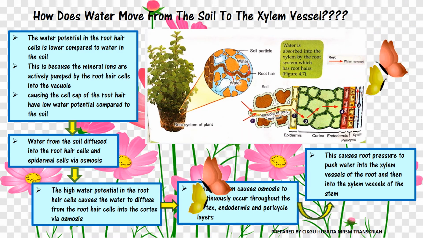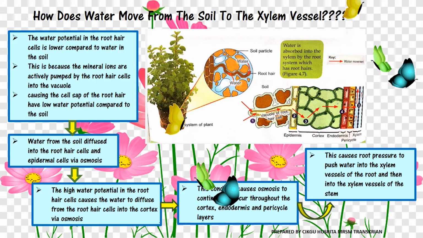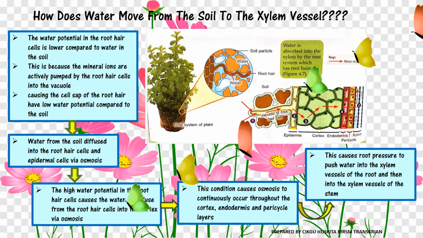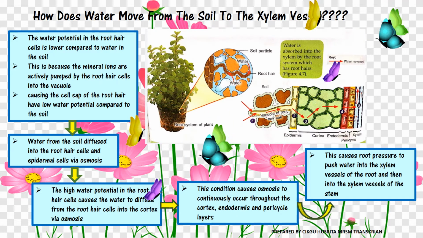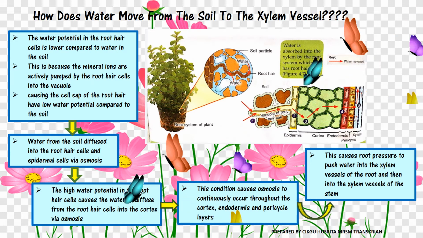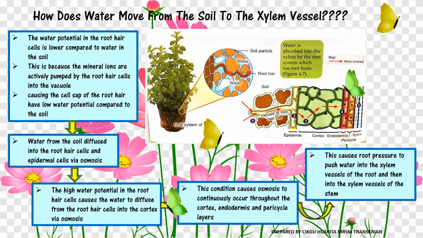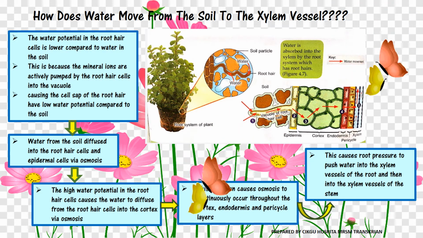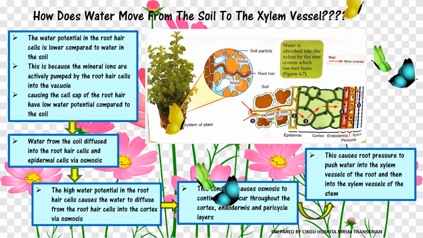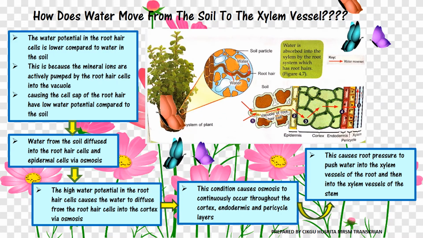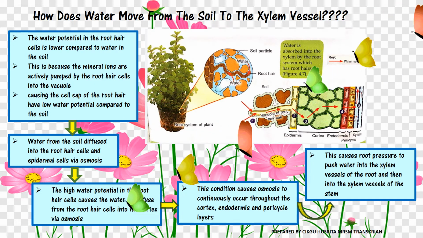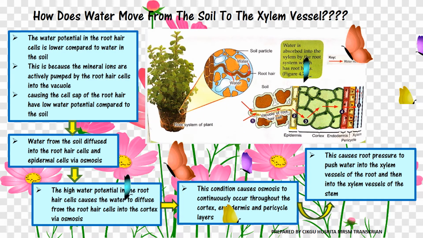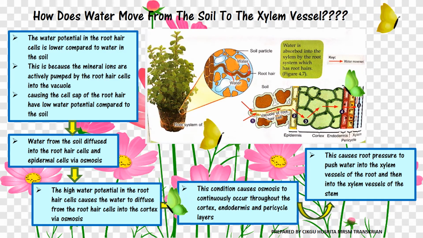So now the water will diffuse into the root hair cell by osmosis. The high water potential in the root hair cell causes the water to diffuse from the root hair cell into the cortex via osmosis. This condition causes osmosis to continuously occur throughout the cortex, endodermis, and pericycle cells. So this will cause the root pressure to push water into the xylem vessel of the root and then into the xylem vessel of the stem. This is how the root pressure occurs.